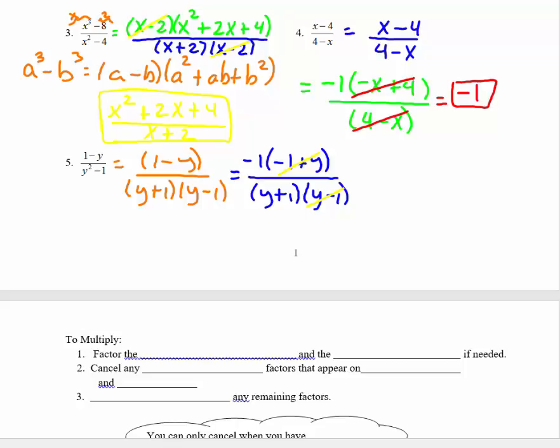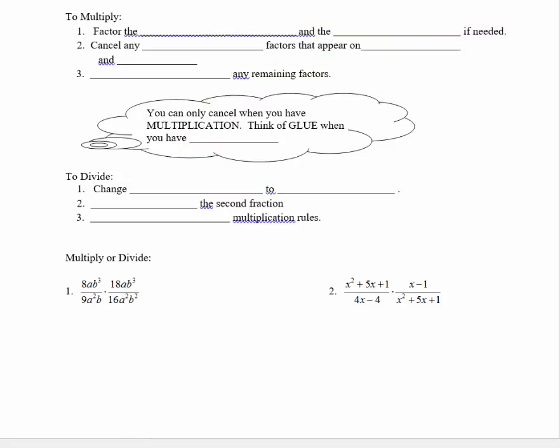So they do cancel because they are the same factor, so I'm left with a -1 on top and a y plus 1 left on bottom. The next direction says to multiply. So what do we actually do when we multiply? We don't start off multiplying. That's where I would make another note card.